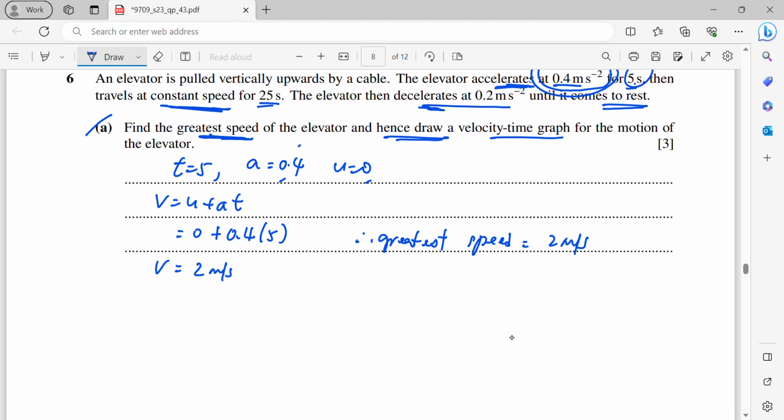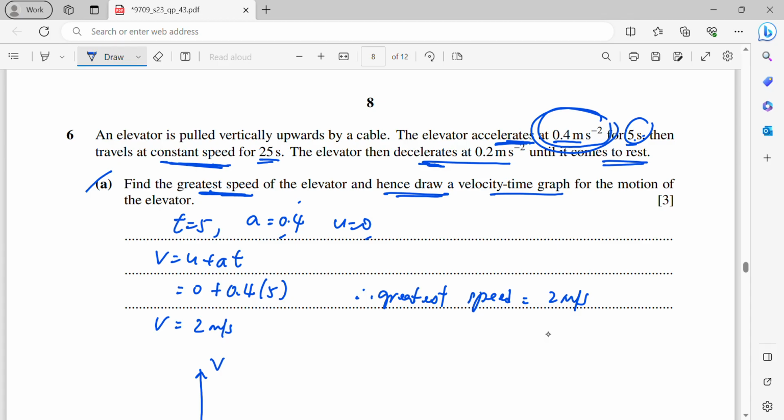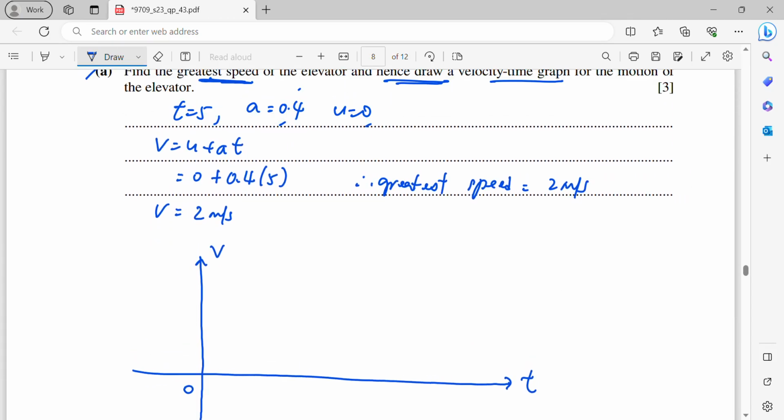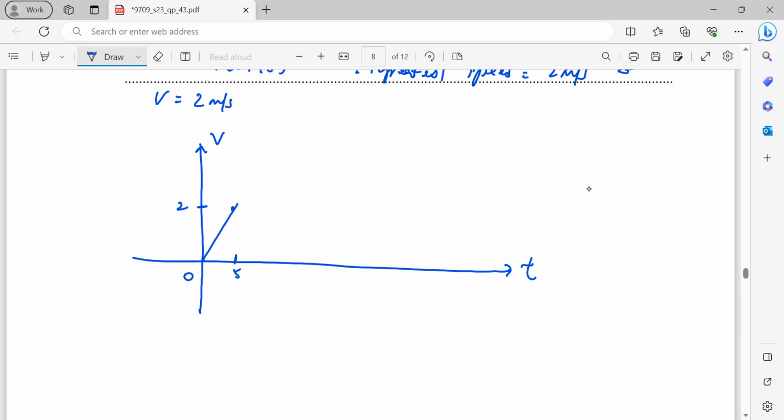Alright, so now when we need to draw the graph, this is v, here is t, 0. Okay, so for first 5 seconds, the acceleration is 0.4. So when 0.4, greatest speed is 2. And now we are drawing velocity time graph. So I will label here 2, then 5 seconds. After that, constant speed for 25 seconds. So 25 seconds from 5 seconds means that it will be 30. So now, let's say here's 10, here 15, 20, 25, 30. So it will be constant speed. Make sure it is a horizontal line.